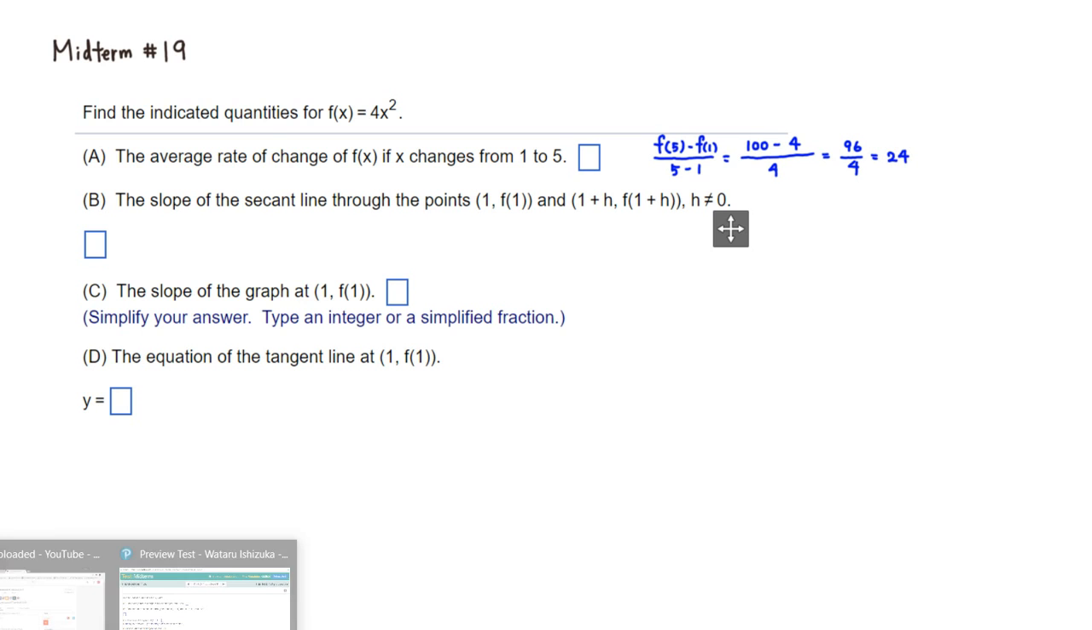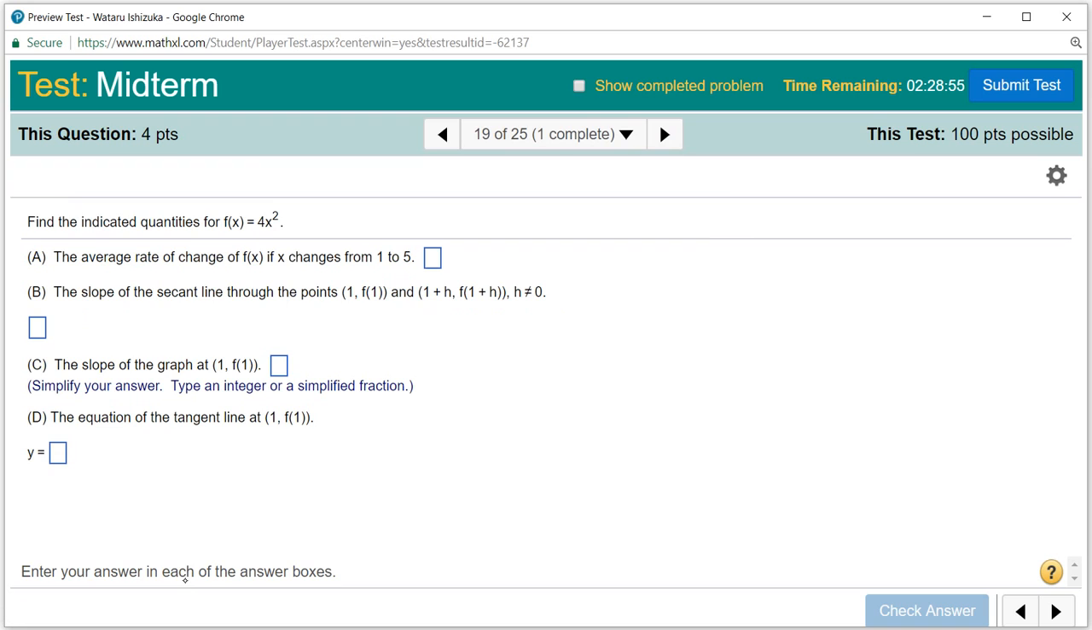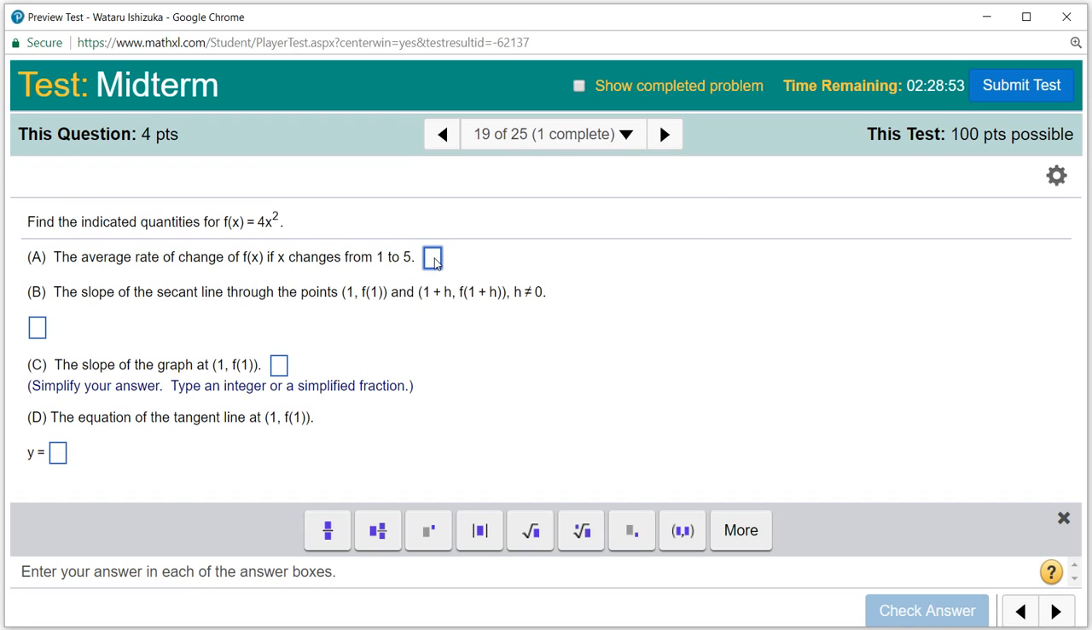So let's type it in. We got 24. Oh, I can't check the answer until I answer all the questions. So let's go to part B.